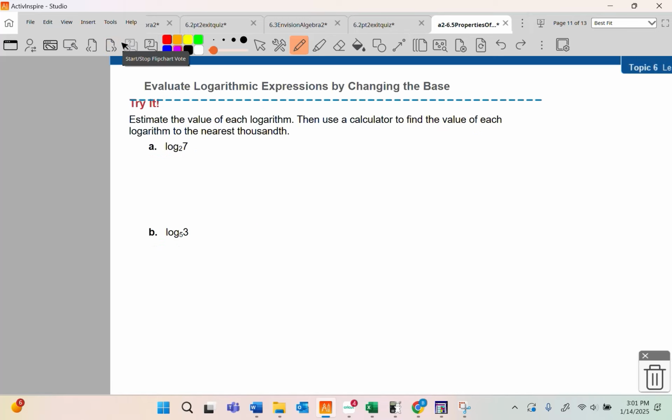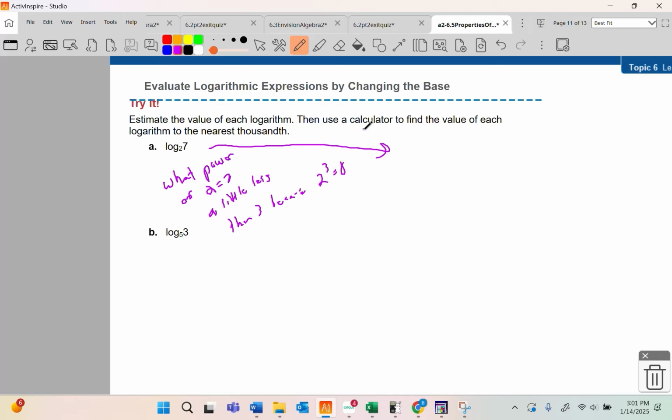Estimate the value of each logarithm, then use a calculator to find the value of each logarithm to the nearest 10th. So, what they're asking here is for you to try to figure out on your own, what power of 2 equals 7. I would think it would be a little less than 3, because 2 cubed is 8. So how do I use a calculator? So this is a big deal. You should be writing this.